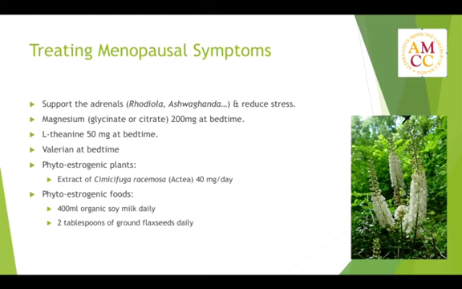The most famous plant for that is Cimicifuga or Actaea. And the extract, there's been a few studies on that, is around 40 milligrams a day in a supplement form. That usually works very well. And you can also add other phytoestrogenic foods like at least 400 milligrams of organic soy milk every day and 2 tablespoons of ground flax seeds every day. Ground flax seeds contain lignans, which are now quite well known for their phytoestrogenic effect. And make sure your soy milk is organic so that you're not giving them genetically modified foods.